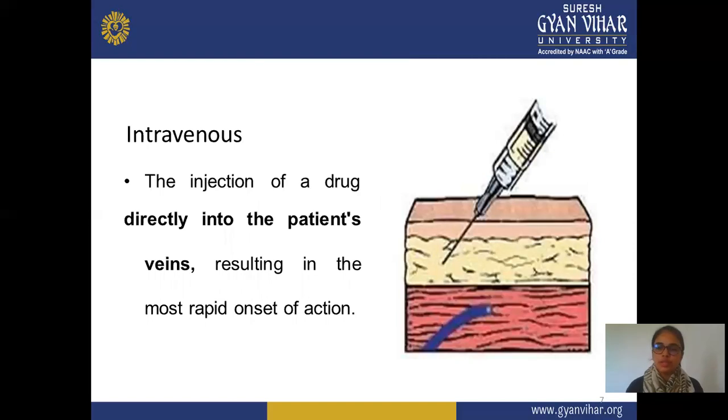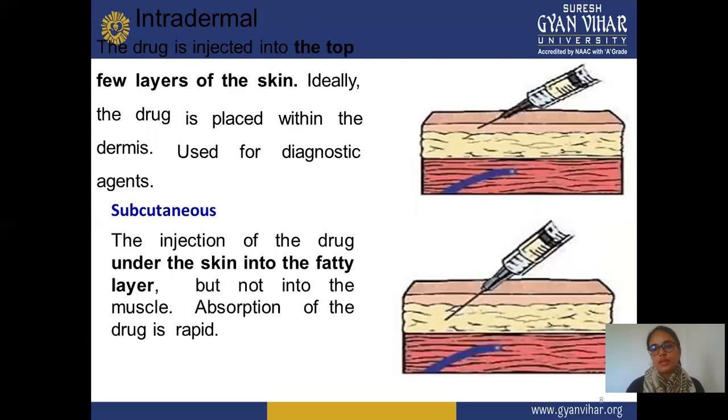Now we discuss these one by one. First is the intravenous route. This is the fastest route, where the injection of a drug is given directly into the patient's vein, resulting in a more rapid action. Hence the drug is given directly into the vein of the patient, and this is the fastest route and shows more effect when the drug is given into the vein. This is a good route. And next is the intradermal route, and in this you can see the images or diagram of this administration.